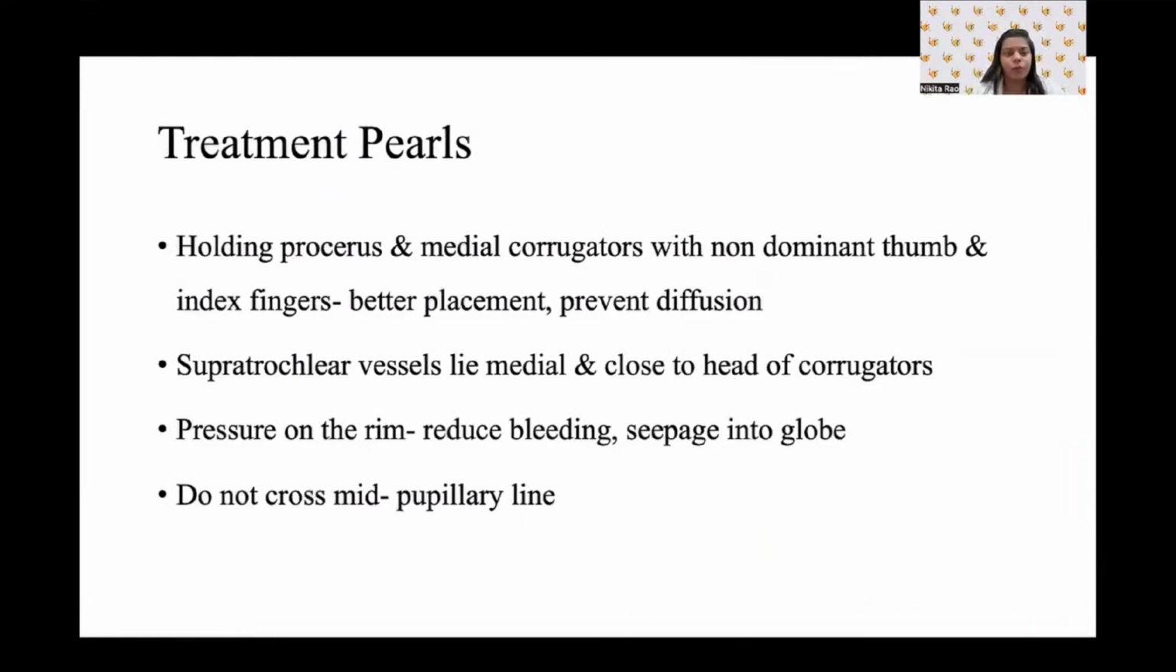Coming to a few points to be remembered: holding the procerus and medial corrugators with the non-dominant thumb and index finger helps in better placement of the injection and also prevents diffusion. Then, supratrochlear vessels lie medial and close to the head of the corrugators. Pressure on the rim will reduce bleeding as well as seeping into the globe. Then, do not cross the mid-pupillary line.